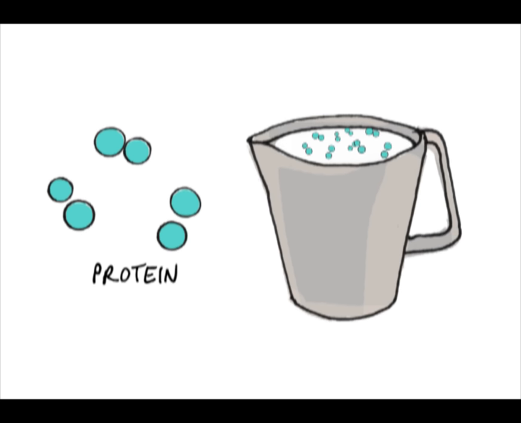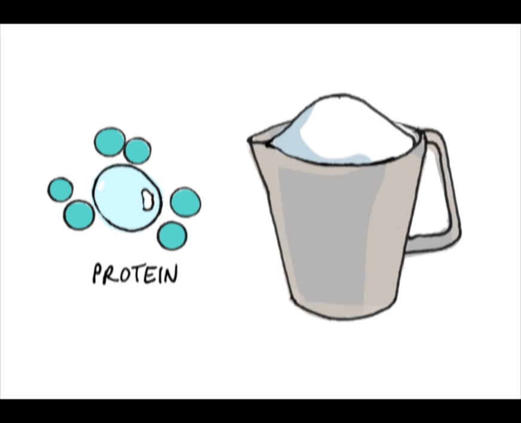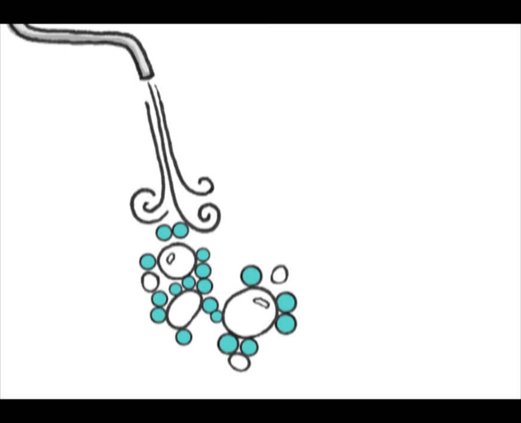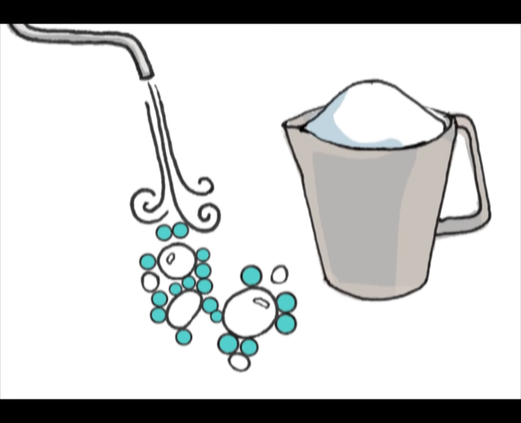The proteins in milk are what trap the air during aeration in tiny bubbles, what we call foam. Essentially, when air is introduced through the steam wand, the proteins are attracted to the space where air meets liquid, and they form a tight bond with each other, encapsulating the air, creating foam.